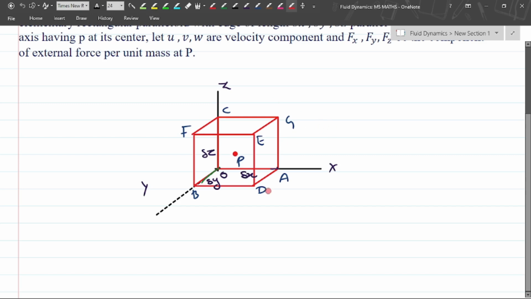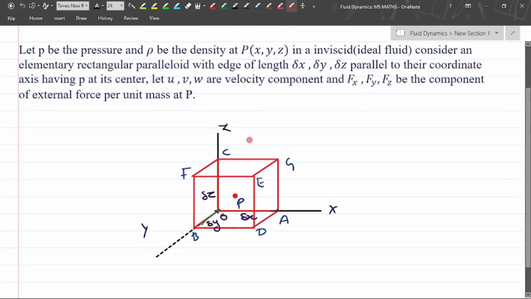You can see in the diagram the x direction, y direction, and z direction, and the element is named A, B, C, D, E, F, G, with P as the midpoint. The lengths of the element are del x, del y, del z, and the lengths from the origin to P are del x by 2, del y by 2, and del z by 2.